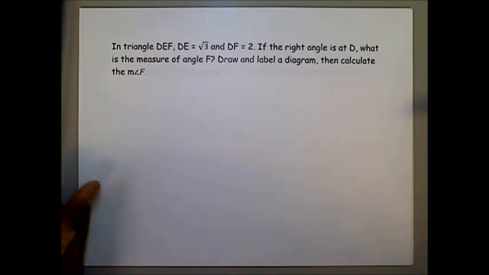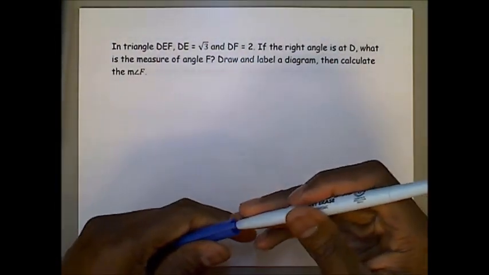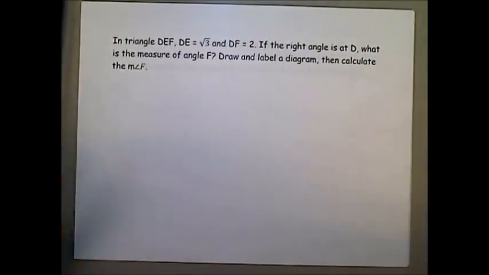In triangle DEF, DE is equal to the square root of 3 and DF is equal to 2. If the right angle is at D, what is the measure of angle F? Draw and label a diagram, then calculate the measure of angle F.